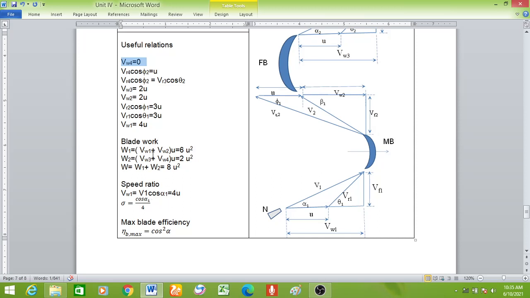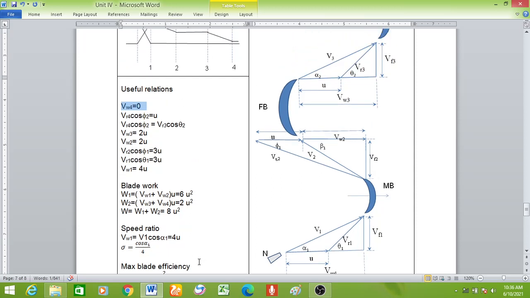Blade efficiency, you know, is the blade work divided by half m v square. So for unit mass it is half V1 square only. If you apply the same logic, you will end up with cos squared alpha1, where alpha1 is at inlet to the first set of moving blade. So this is the efficiency for maximum blade efficiency. I hope this is clear now.